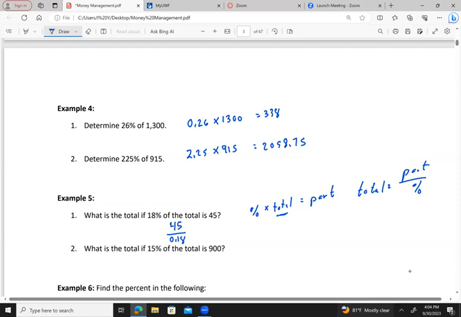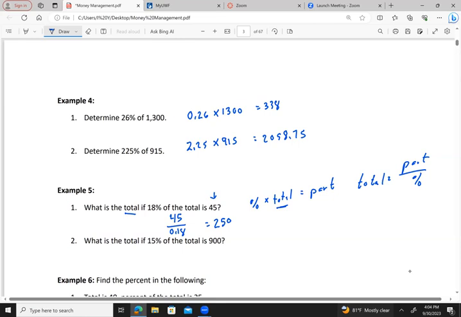Wait a minute. Yes, because we're looking for the total, and 18% of the total is 45. So that's correct. So we have 45 divided by 0.18, and we get 250. What is the total if 15% of the total is 900? So I have 900 divided by 0.15, and that is 6,000. And you can always check this.